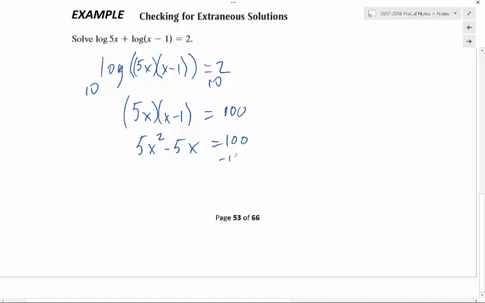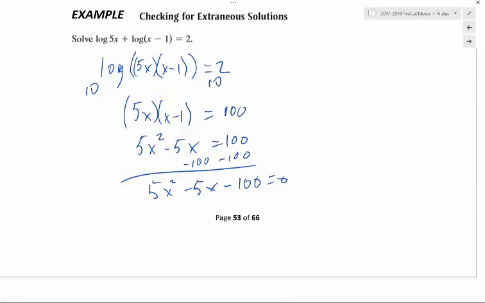I'm going to subtract 100 from both sides because I've got a quadratic. So I'll get 5x squared minus 5x minus 100 equals 0. Now to solve this, I have to factor it. Let's factor out a 5 first to make this easier because they all have that in common. So let's write it up here: 5 times x squared minus x minus 20.